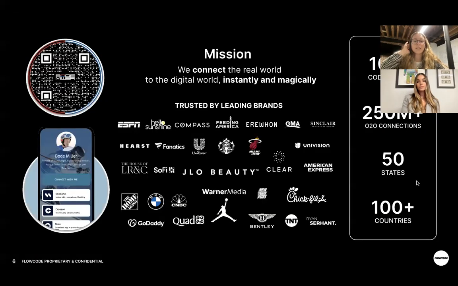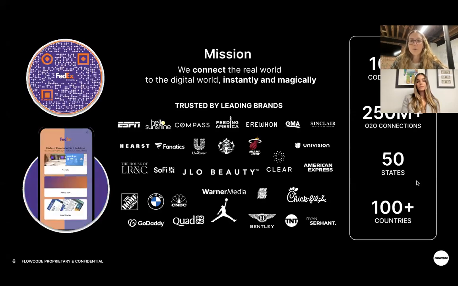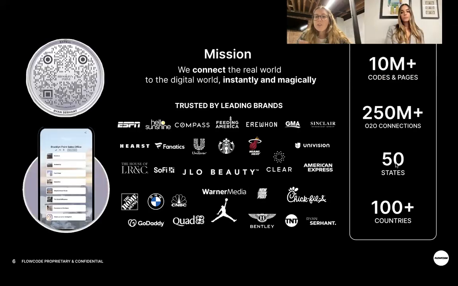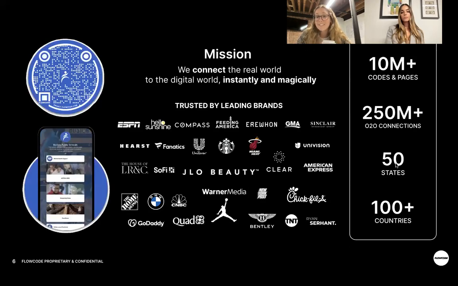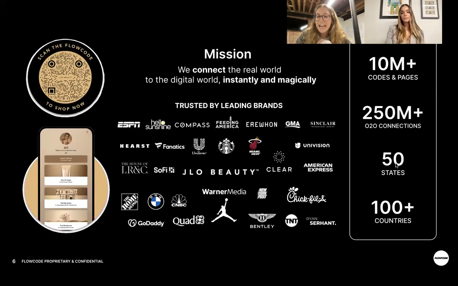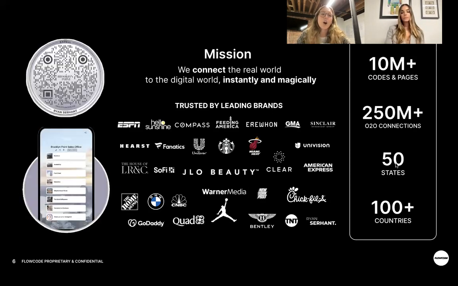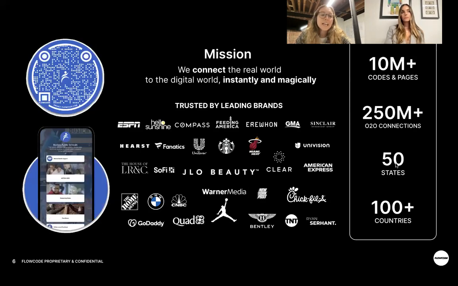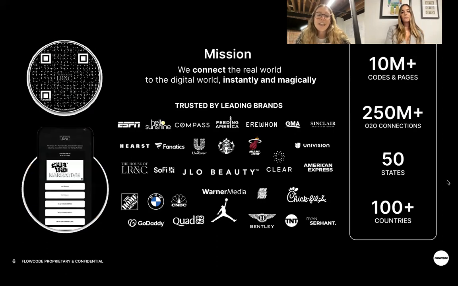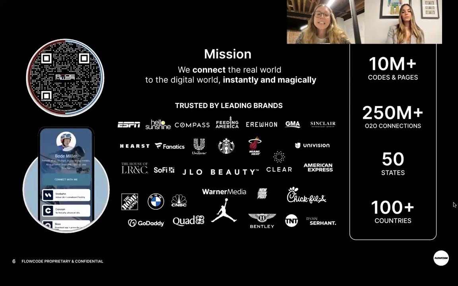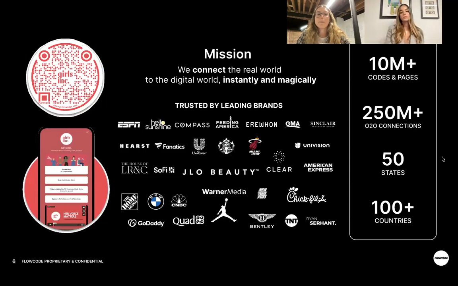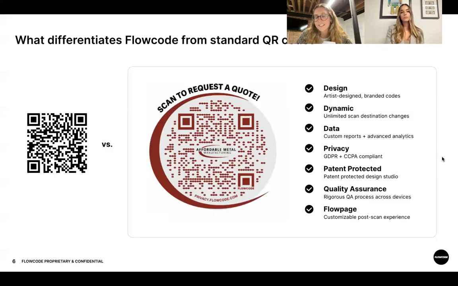So, one, our solution. Our mission is really to connect the real world to the digital world instantly and magically. As you can see, we work with hundreds of brands and have millions of connections, millions of codes and pages. We are used in 50 states and over 100 countries, so we are used nationwide as well as internationally. There are really no places that Flowcodes don't reach. So it's exciting to see that grow over the last few years since we were founded. But we'll get into that later, what codes and pages are, as well as the connections, which we'll be able to see in our data and analytics.